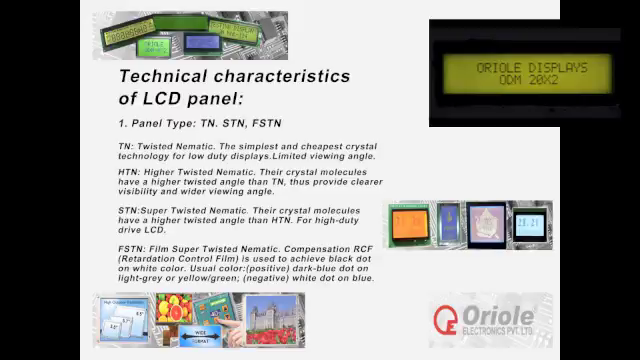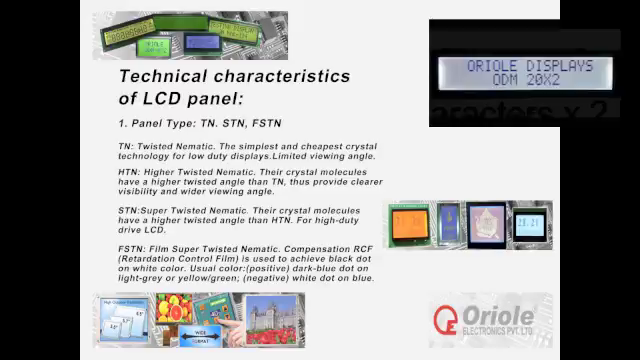There is also an FSTN display, which is a film super twisted nematic, and basically this display gives a higher and a better contrast. So in some of the displays you will find that there is a white color background with blackish or dark characters, and that is an FSTN display which will give you a better contrast and also slightly higher sunlight readability.